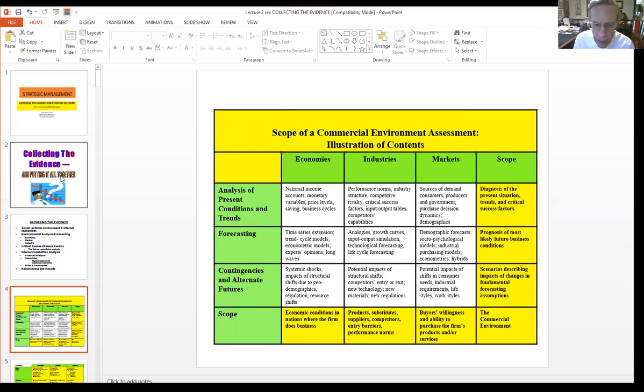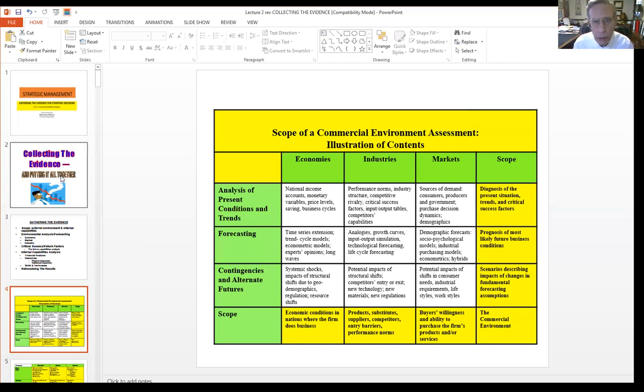Now there's another dimension, and they're characterized by the rows. So you can see that there are three rows, just like three columns. And the three rows represent the chronological dimension of external analysis. So the top row refers to trends from the past to the present.